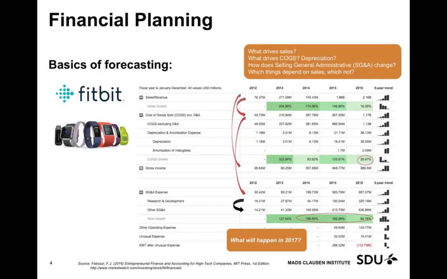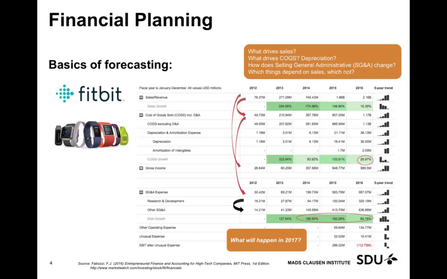So we will try to at least get an understanding of how this company has been evolving. Then after you've been looking at all those different elements, it's a good moment to start thinking, okay, so what does it look like in 2017? Those questions that should be coming out, and we will be discussing them, is what do you think drives sales in this case? What drives the cost of goods and the depreciation?